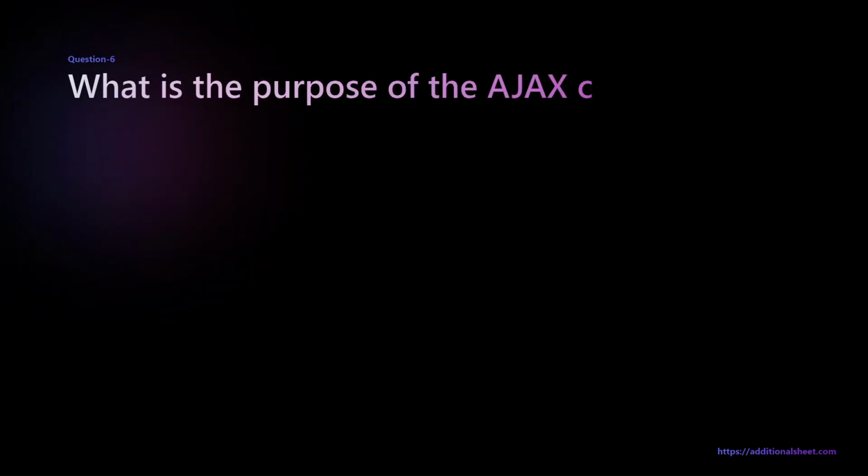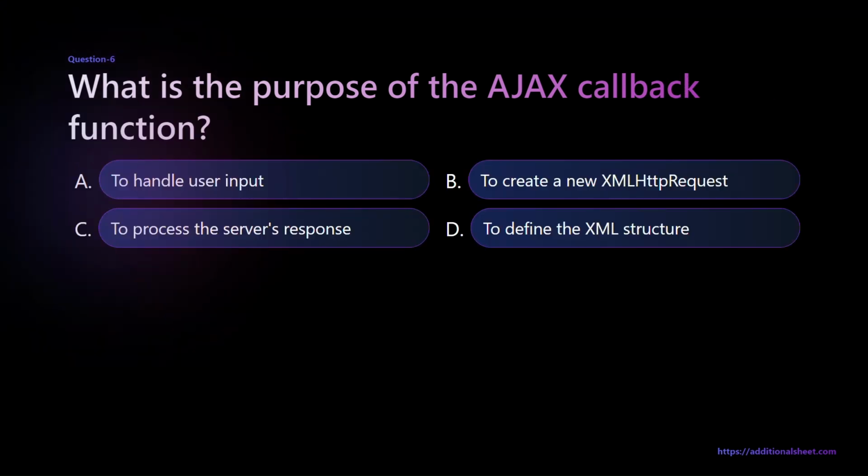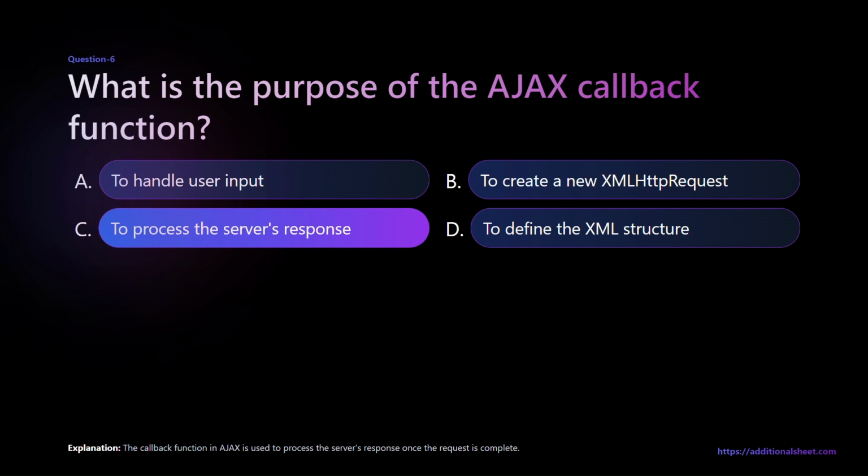What is the purpose of the AJAX callback function? Option A, to handle user input. Option B, to create a new XML HTTP request. Option C, to process the server's response. Option D, to define the XML structure. The correct answer is option C, to process the server's response.